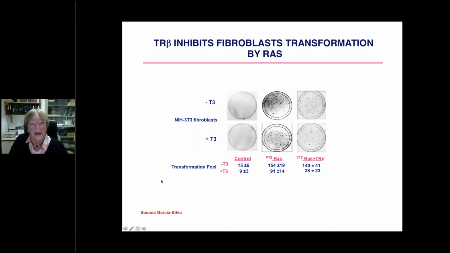And we could demonstrate that the thyroid hormone receptor beta was able to inhibit transformation by RAS in experiments of formation of transformation foci in NIH3T3 fibroblasts. Expression of oncogenic RAS induces the formation of a large number of transformation foci, but when TR-beta is expressed together with RAS and the cells are incubated with the hormone, with T3, there is a strong inhibition in the number of transformation foci.